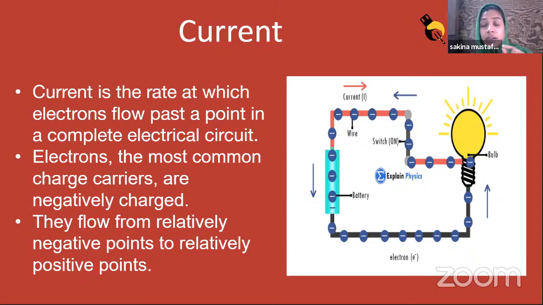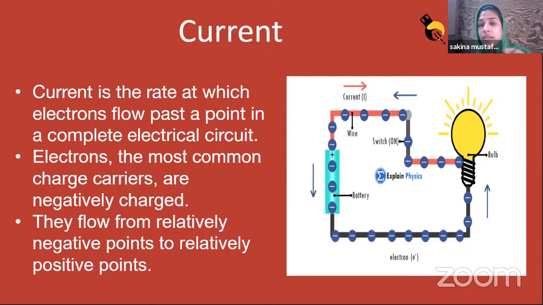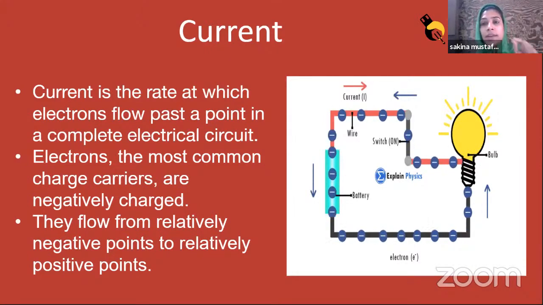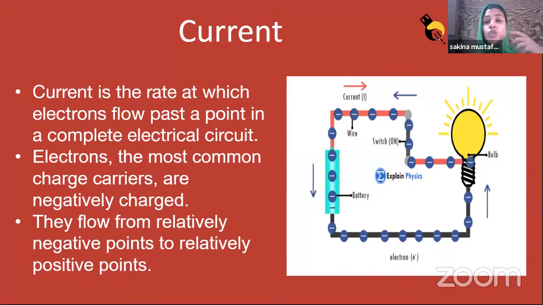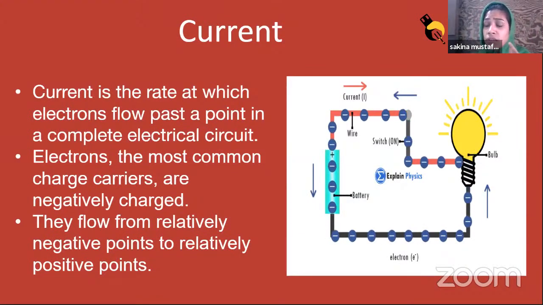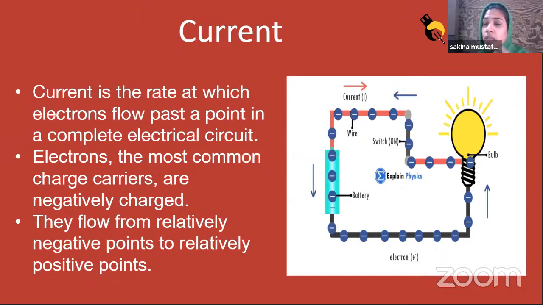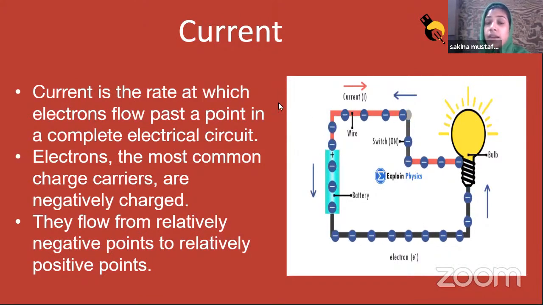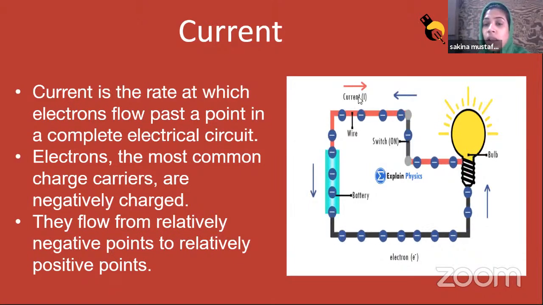Current is measured in ampere. That is, I is the symbol and it is measured in ampere. So the rate at which the electrons are moving is measured in ampere, and the current is indicated by the symbol I. Okay, so this is all about the current.